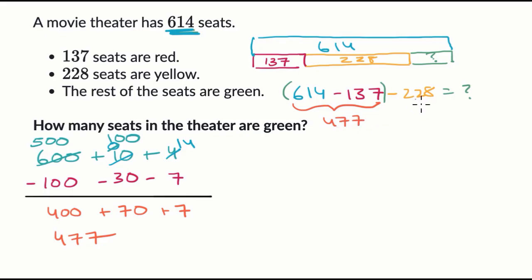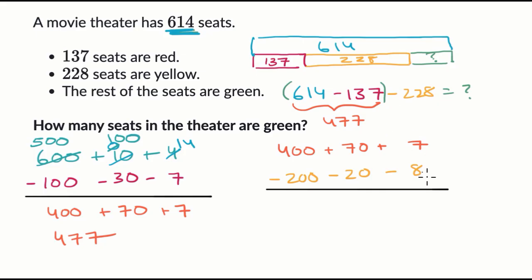And now I have to subtract 228. And I can do the same thing. I can expand out 477. That's 400 plus 70 plus 7. 4 hundreds, 7 tens, 7 ones. And I'm going to subtract 200, minus 200, 2 tens, minus 20, that's 2 tens here, minus 8. I'm subtracting out all the parts of it. And so what is that going to be equal to?